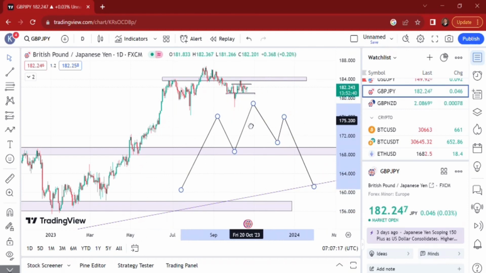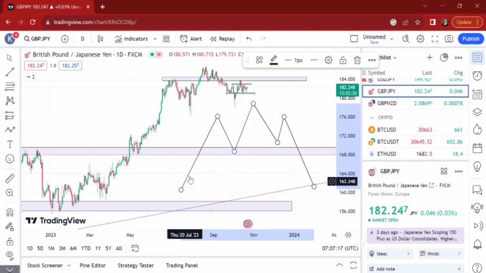This is called a head and shoulder pattern. This is the head, these are the shoulders. It's trying to show you it's a reversal pattern. It's a very strong reversal pattern, so always take note of it. Always try to identify it on your charts. It could be at the daily, it could be at the 4 hours, it could be at the 1 hour, it could be at any time frame. So just try to identify.